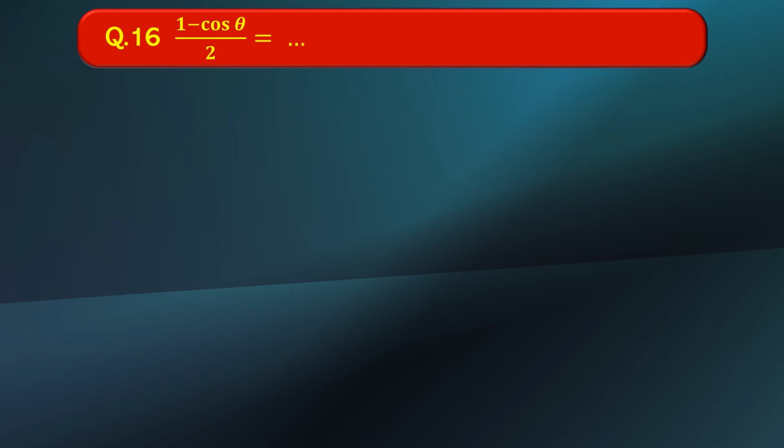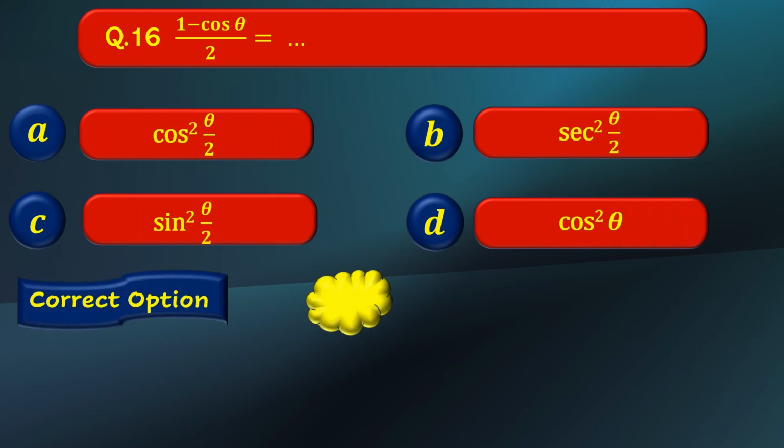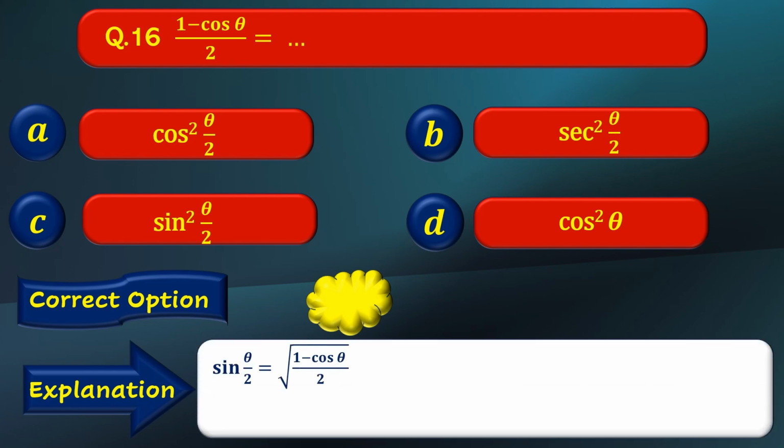Question number 16. 1 minus cos theta over 2 is equal to, and the options are, let's find out which one is the correct option. But before that, let's explain it. As we know that sine theta by 2 is equal to square root of 1 minus cos theta over 2 by half angle identity. We square both sides and get sine square theta over 2 is equal to 1 minus cos theta over 2. Therefore, correct option is option C.